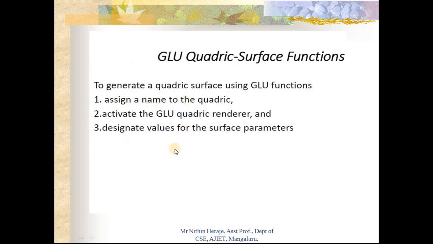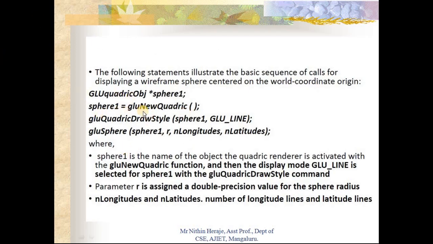Next are the quadric surface functions. We'll see how a quadric surface can be done using GLU functions. First you need to assign a name to the quadric, then activate the GLU quadric renderer, then designate the values for surface parameters. These are the steps done for that. Just go through it, and you have the respective parameters mentioned over here.